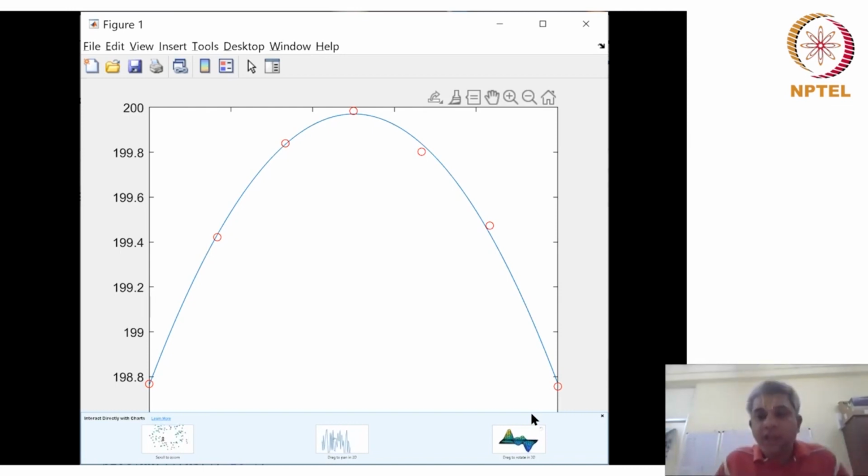The point is, we said d square T d x square plus Q equal to 0. There I don't know the Q at all. But it is finding the optimal Q which will both fit a curve of that shape as well as these points.